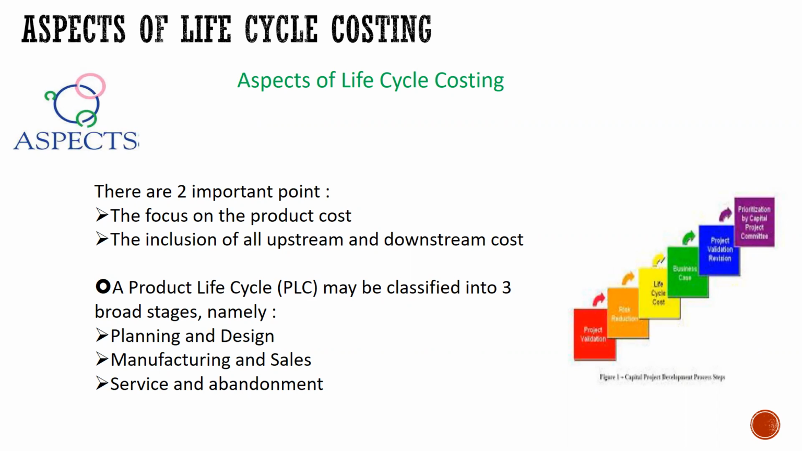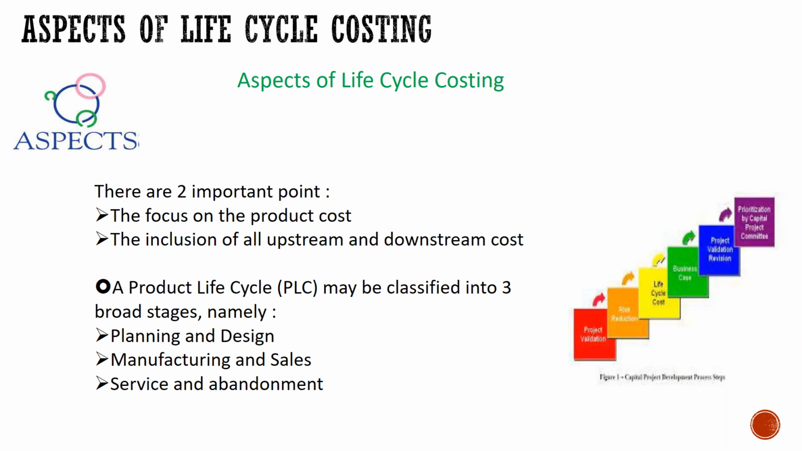Aspects of life cycle costing. We need to know 2 important points. One, we need to focus on the product cost. You have to focus on the product cost first. And secondly, you have to include all the upstream and downstream costs. This is the internal and external cost of a product. You must include each one, which is very important when analyzing the life cycle cost of a product.